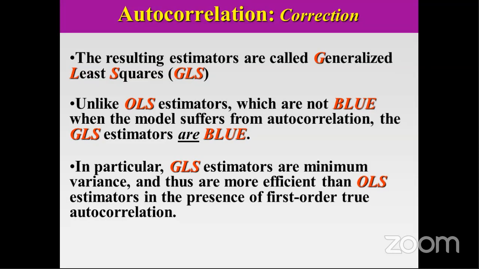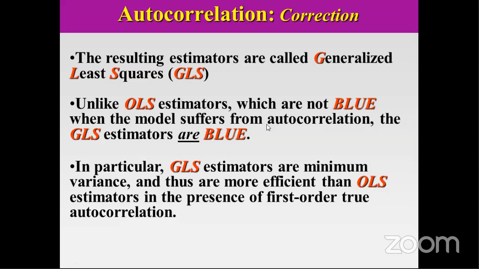The resulting estimators for the previous equation are known as GLS, generalized least squares estimators. These generalized least squares estimators are the best linear unbiased estimators. They are not biased like OLS estimators. Earlier we noted that OLS estimators are not BLUE when autocorrelation is present. But these GLS estimators are best linear unbiased estimators because the transformed model does not suffer from autocorrelation, since vt is not autocorrelated.